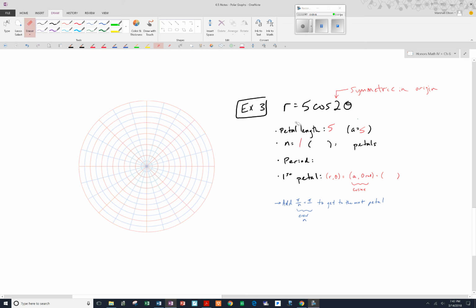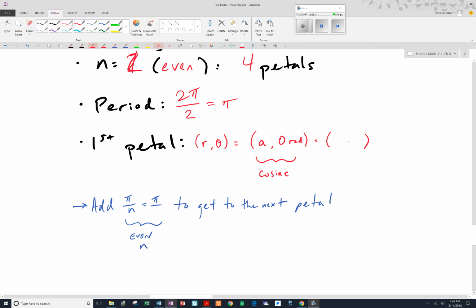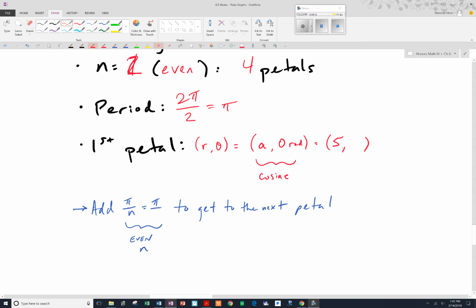n is 2, which is even, which means we're going to have 2n or 4 petals. The period is 2 pi over n, which is 2, so the period is going to be pi. Now, it's a cosine graph, so the cosine graph's first petal tip starts at a polar coordinate of a comma 0. Well, a was, can't remember, 5. So it's going to be the maximum point away. That's the max r value.